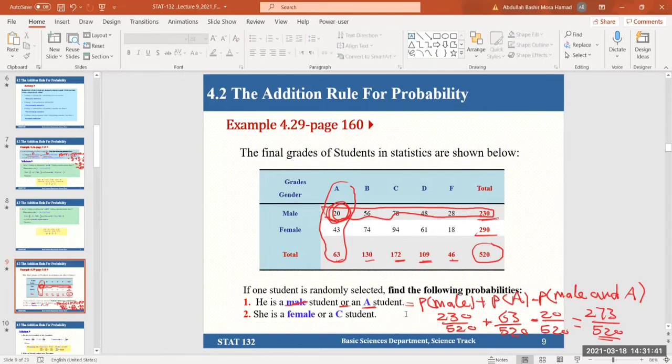If we select one student and find the probability she is female or C, it's the same idea. We find P of female plus P of C student minus P of female and C. So P of female is 290, right? Yes. Plus P of C. We go to this column.